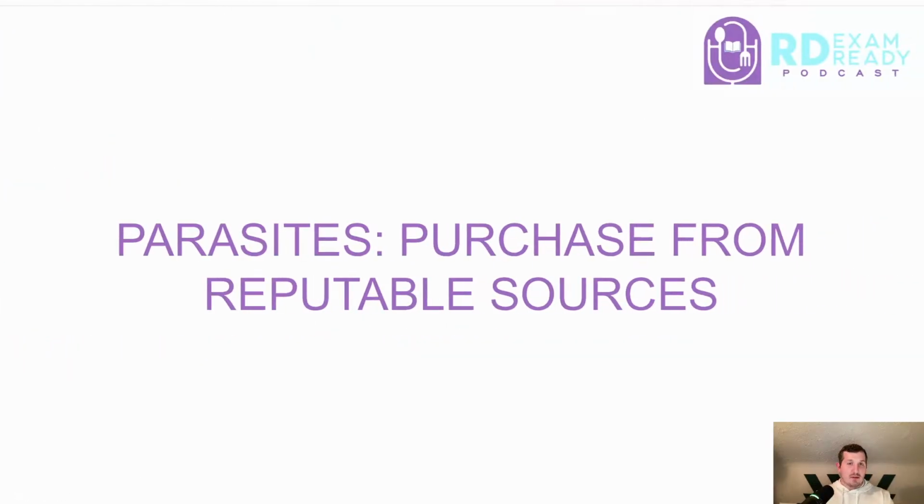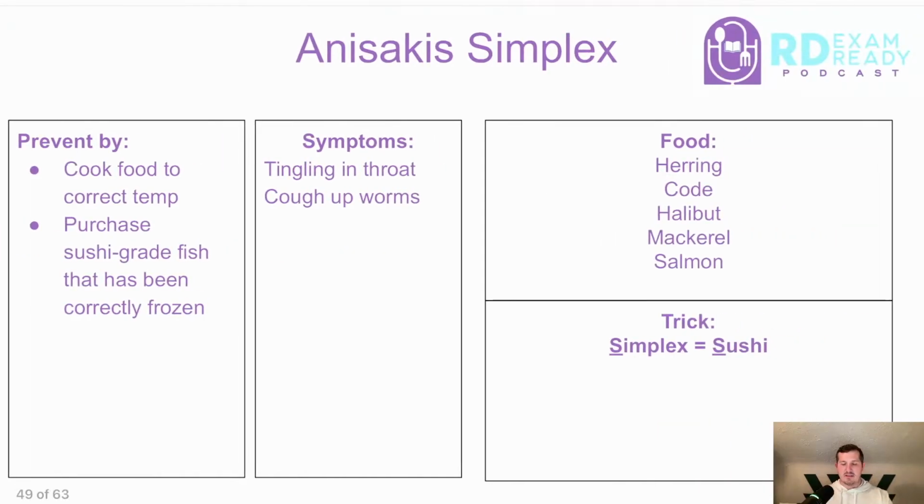Okay, now we're bouncing on to parasites here. So we're going to hit our parasites. With almost all of these parasites, if you purchase from reputable sources, that's going to be the best way to prevent it. A lot of the time these parasites are found in water or in foods, because you get foods from areas where you shouldn't, or it got washed with something it shouldn't. This is a good example of that.